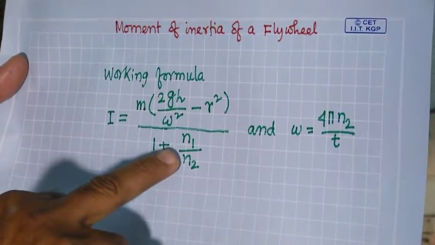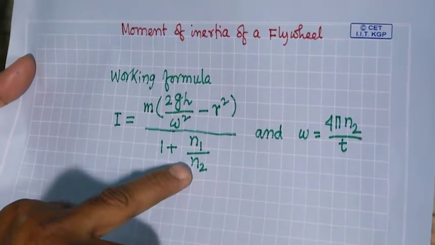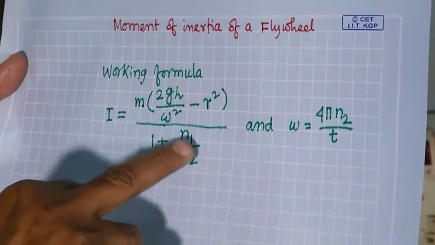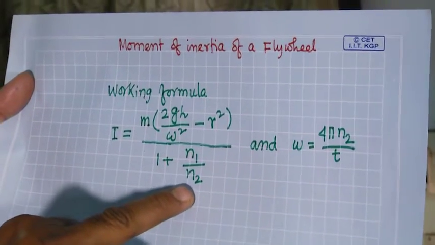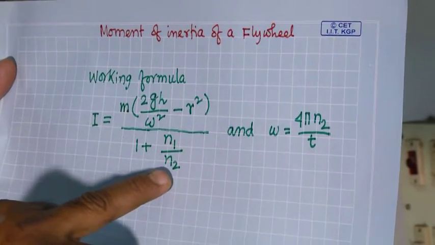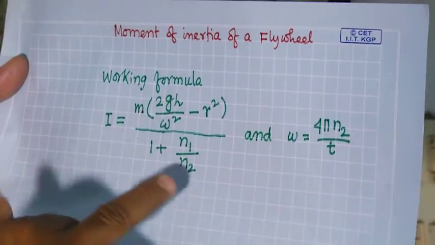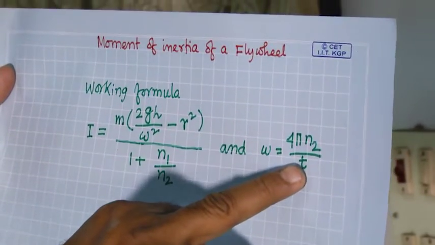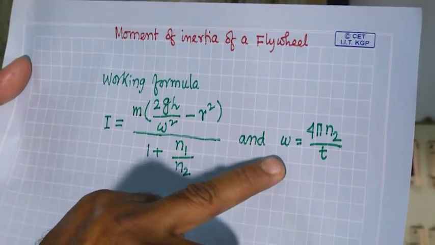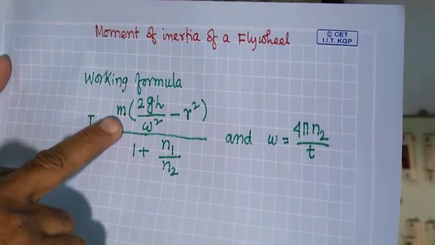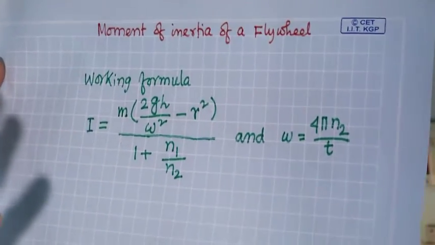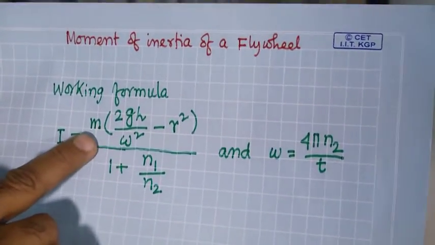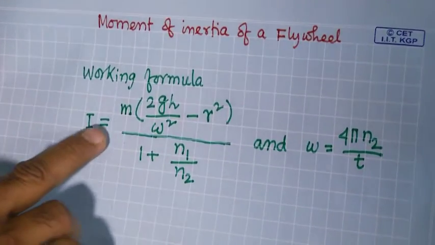Practically, we have to measure n1, which I will explain, and n2. If we measure n2 as well as how much time it takes, we can get omega. We also have to know the mass, either by measuring or by taking the weight and finding the mass. Mass of what? Now I will explain.